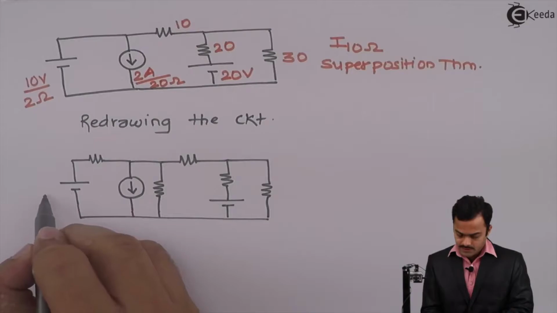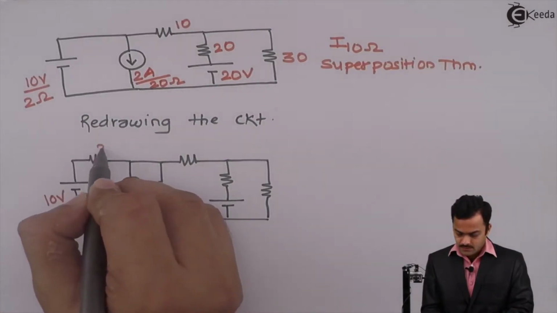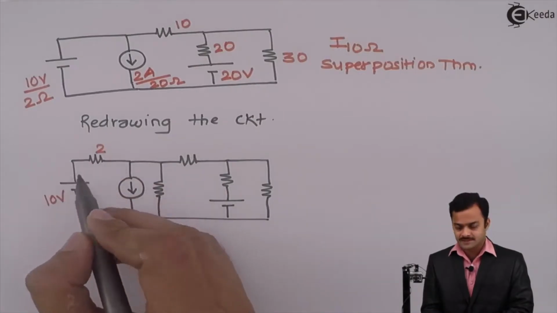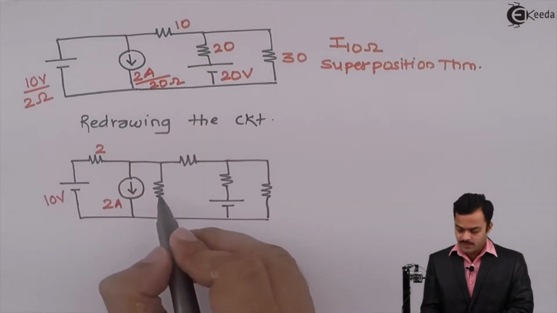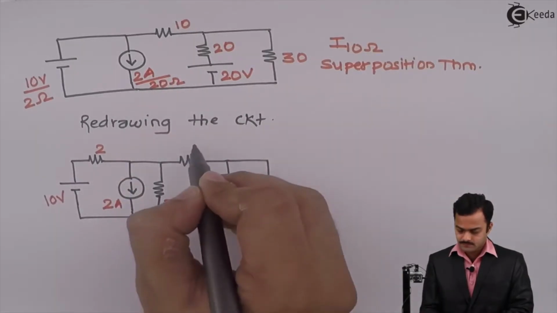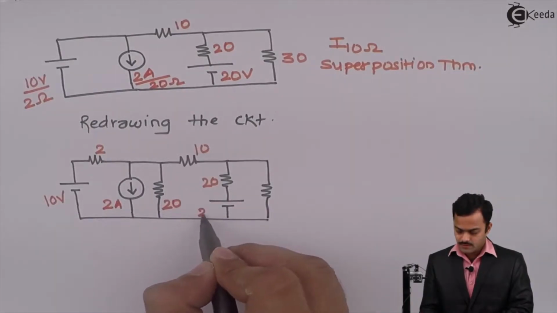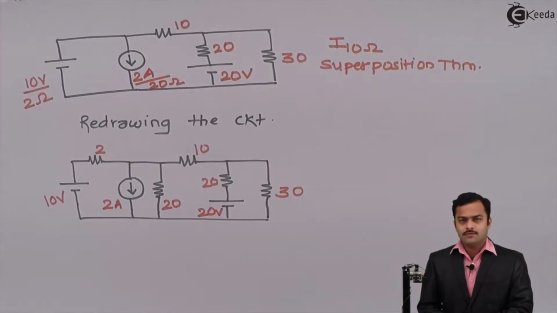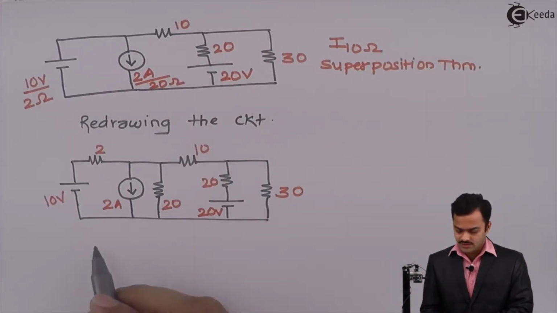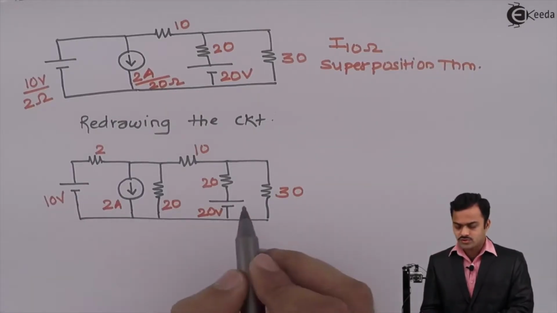So now it is just a 10 volt source with a resistance 2 ohm in series with it, 2 ampere current source with 20 ohm in parallel with it, and rest of the part of the circuit will remain as it is. So now consider this circuit for a solution. So our step number 1: we have to consider one source at a time.